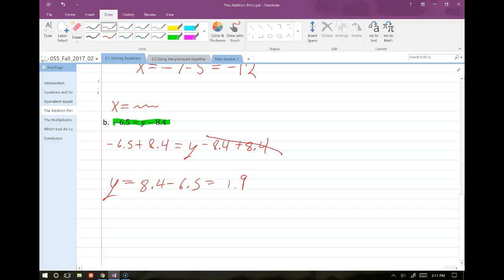1.9, and there we go. So as you can see, really all you need to do is identify the constant that's attached to the variable and add the opposite of that constant to both sides. That's really all we're doing here. All right.